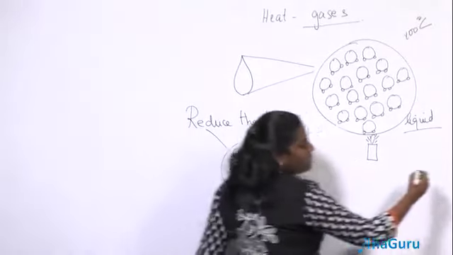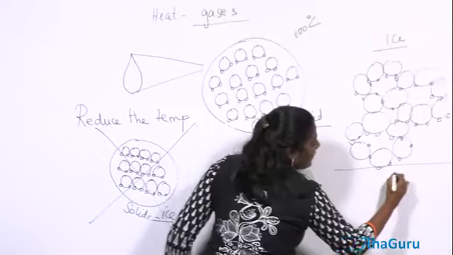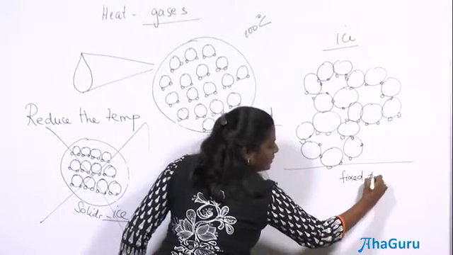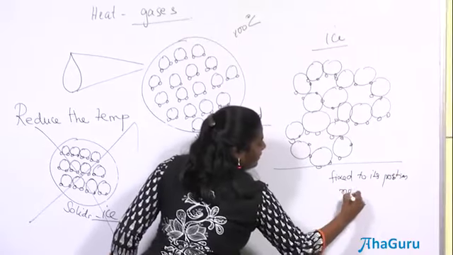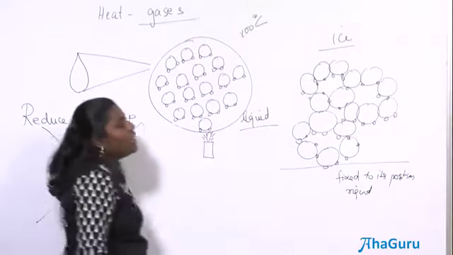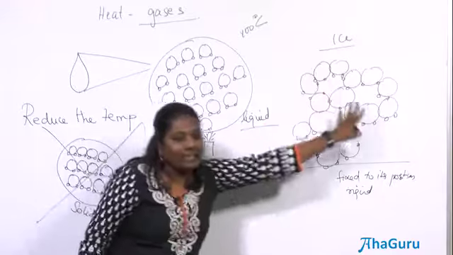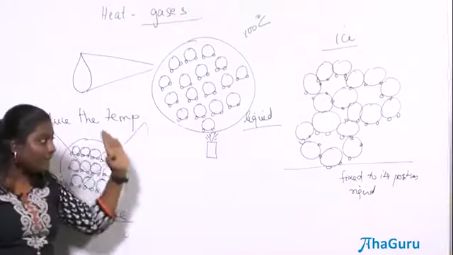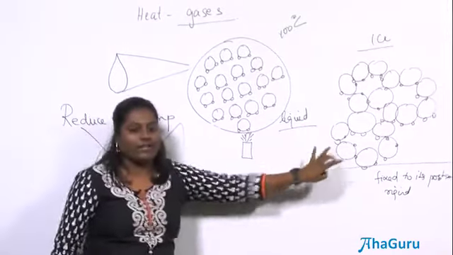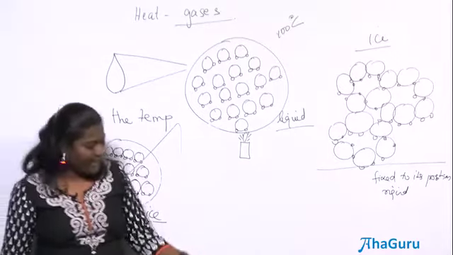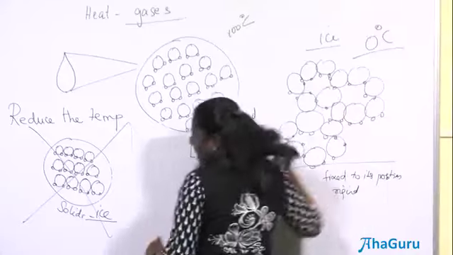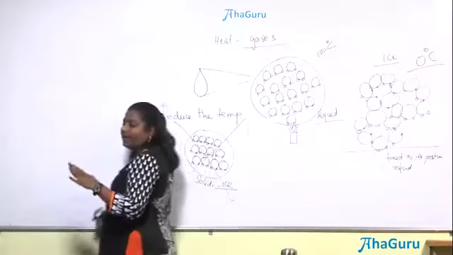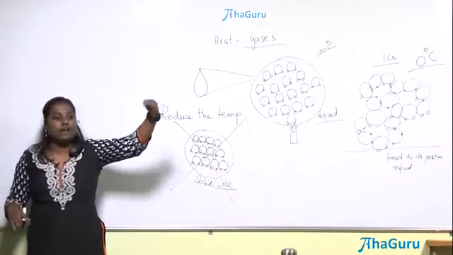We have two conditions for solids, right? One is fixed to its position. Correct? So we have that in place now. So at a particular point this happens. What is that point? 0 Celsius. Correct. At 0 degrees Celsius, water becomes ice.